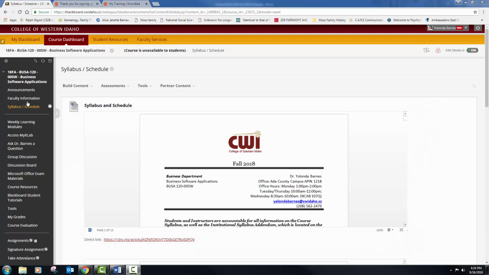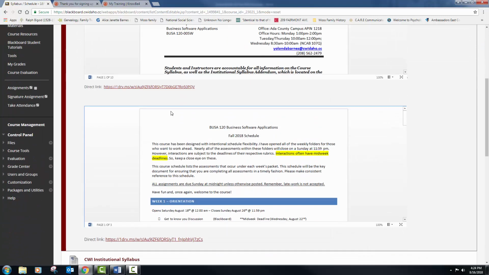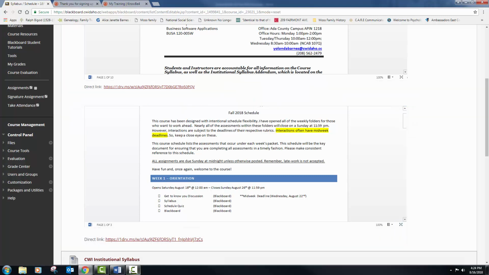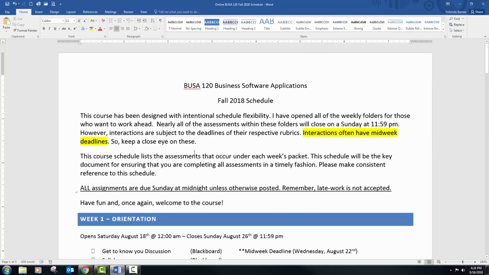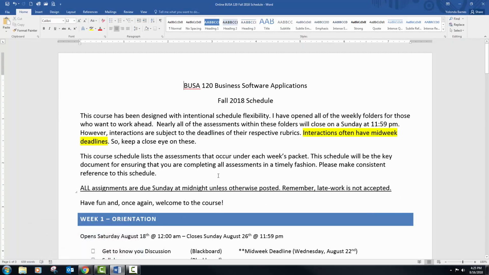So the course schedule is located in the same link as the course syllabus, and it is directly below the course syllabus. I did stretch this out to make it large, but I would recommend going into full screen or using the direct link and then printing this. Just to let you know, all of the assignments are open and available to you. That is in a different video to walk you through that in the course tour.